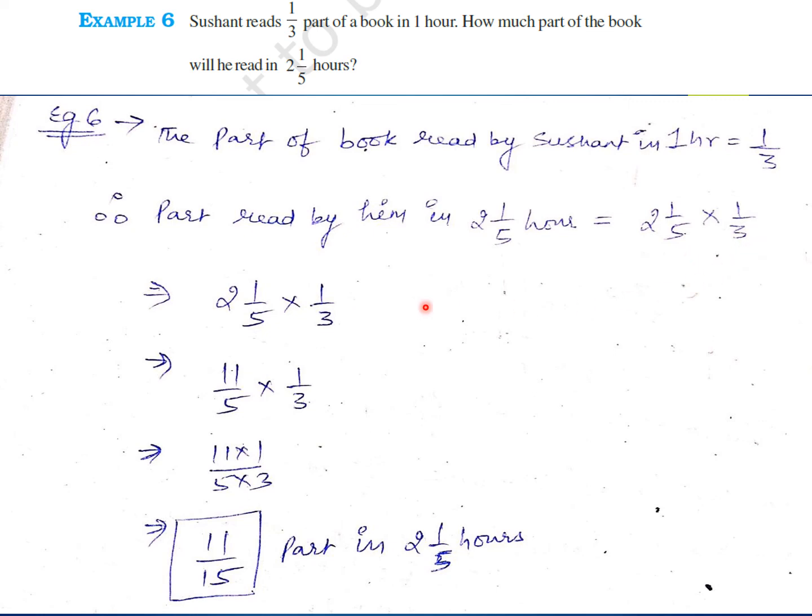Okay. Now, our job is to multiply these two. And we all know how to multiply fractions. First, make it normal. 5 into 2 plus 1, 11 upon 5 into 1 by 3. It becomes 11 into 1 upon 5 into 3. Just check for a while. Can we simplify it? No. All are prime numbers, so we can't cut them. So answer is 11 upon 15. So this much part is read in these many hours. I hope you got the point.